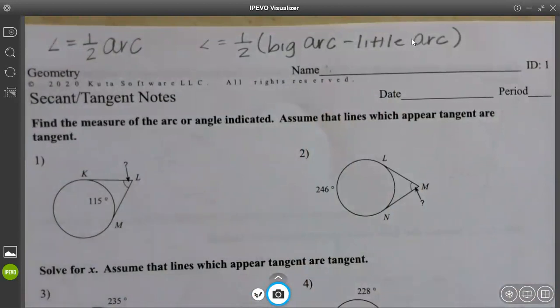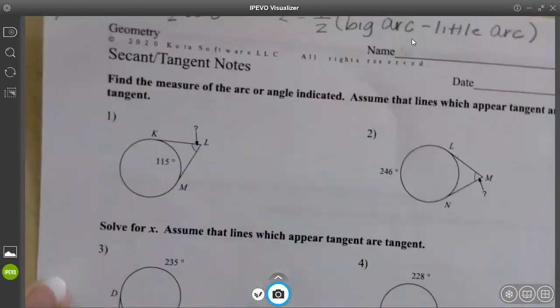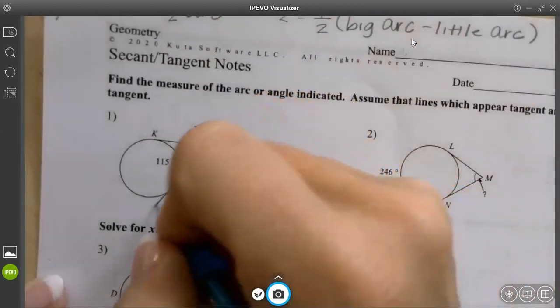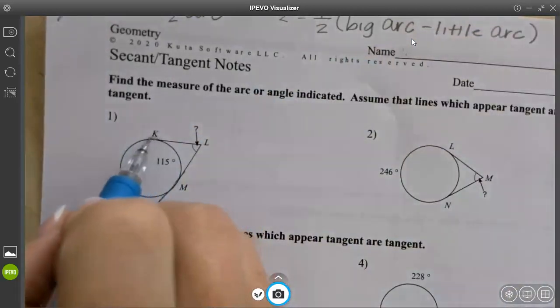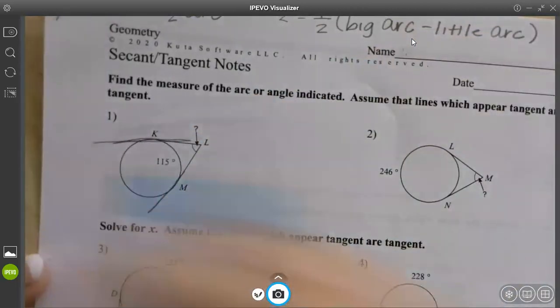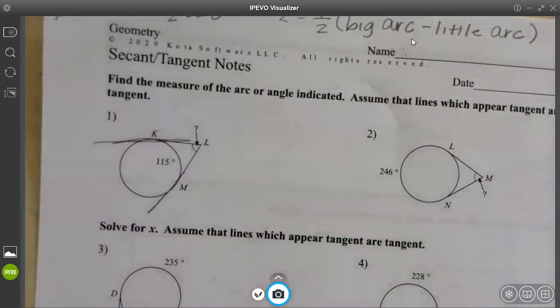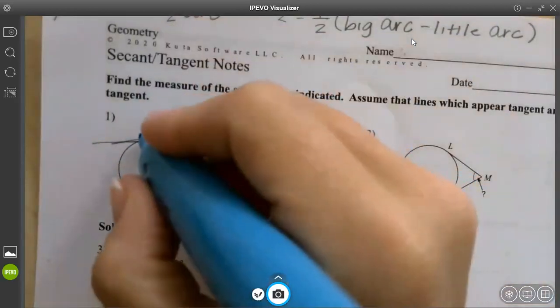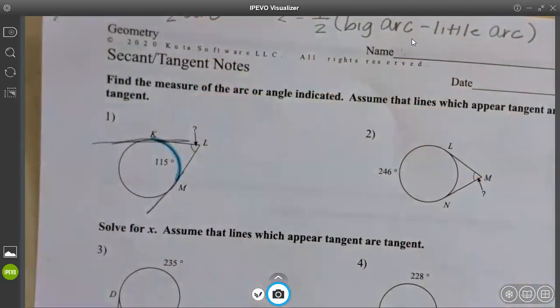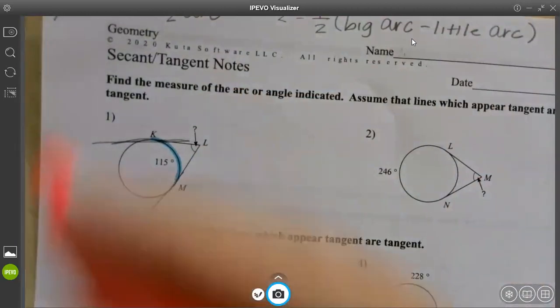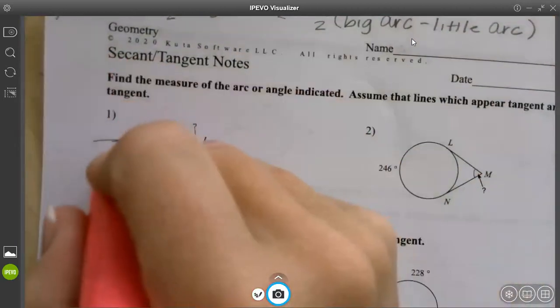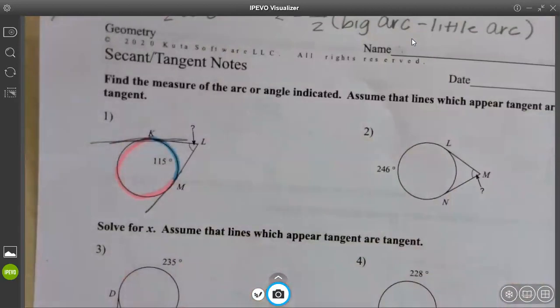So if we look at number 1, and this is what we're talking about, if we extend this angle through, these are all tangent lines. So if we extend this through, you guys will see two arcs. You'll see a little one and a big one inside the angle. So everybody see that? So there's your two arcs.